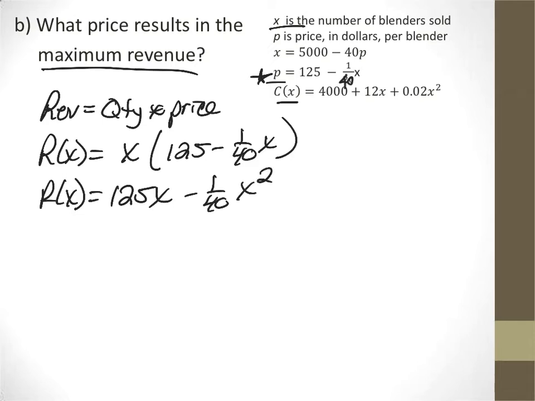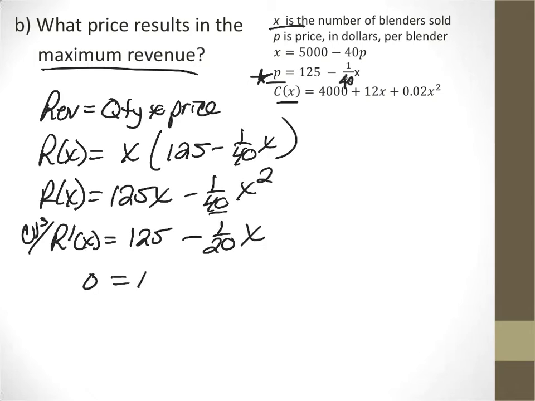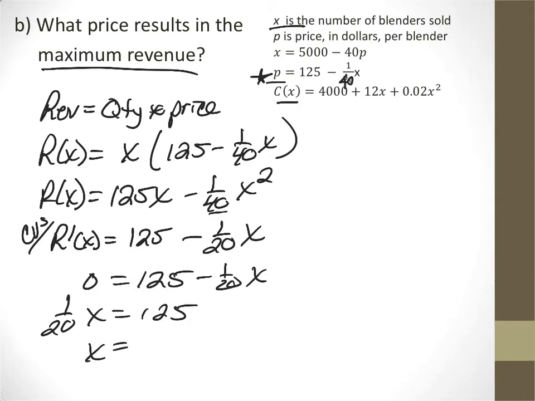We're now looking for the critical values. To do that, we've got to have a derivative. So let's take the derivative of the revenue. We get 125 minus, the 2 comes down, divides out with that 40, so you get 1/20 x. That's the derivative. We're going to set it equal to 0 to get the critical values. Add 1/20 x to both sides. Multiply both sides by 20. And when you do that, you get 2,500. Now, that is exactly 1 critical value for all real numbers.